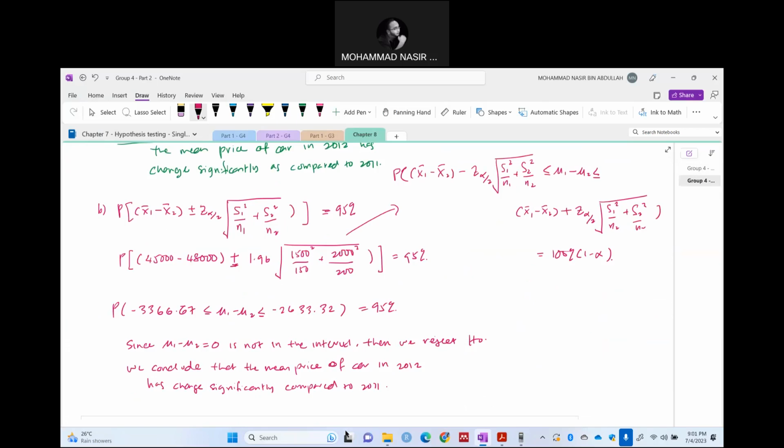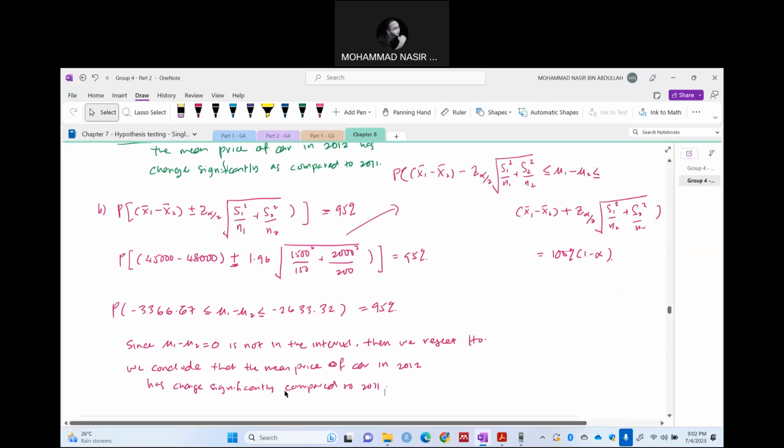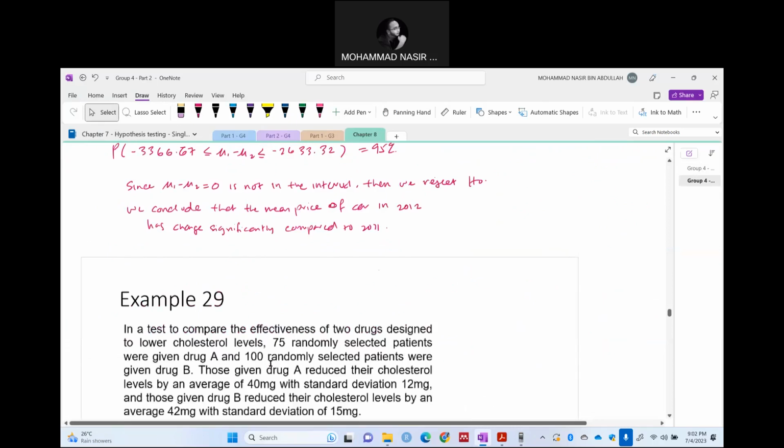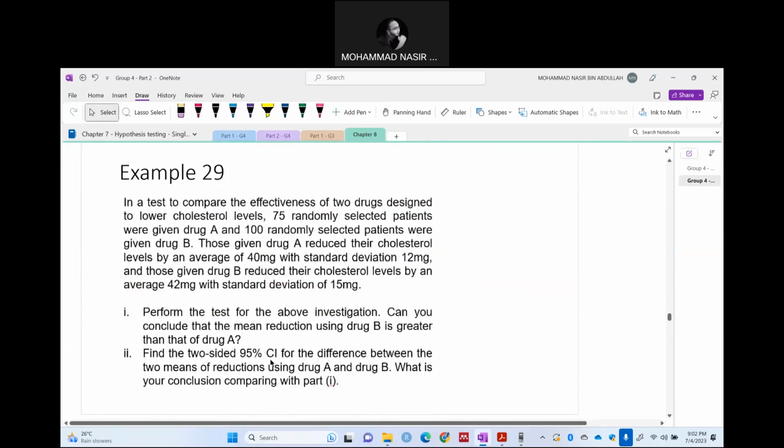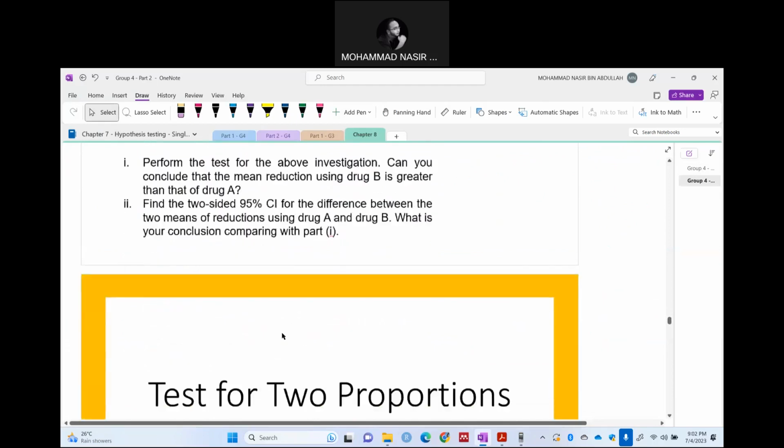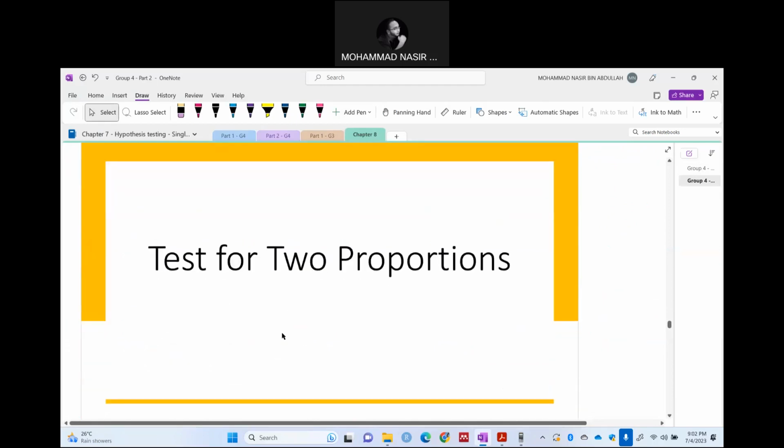Okay, can we? Any questions so far? No questions? Do you want to see another example, or do you want to take a 5-minute rest? No response. 5-minute rest, you got. Okay, example number 29, I think you can do by yourself. It's the same as example 28, right? So we take a 5-minute rest and then we go for test for two proportions.